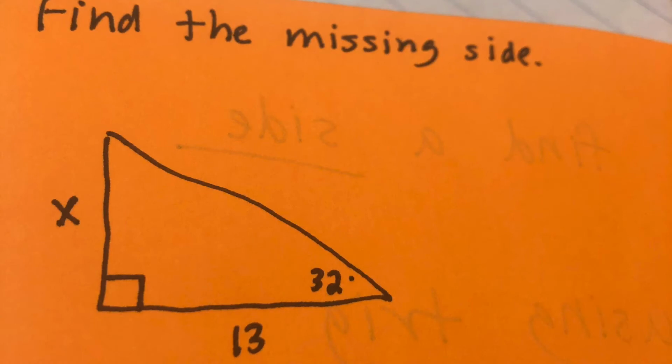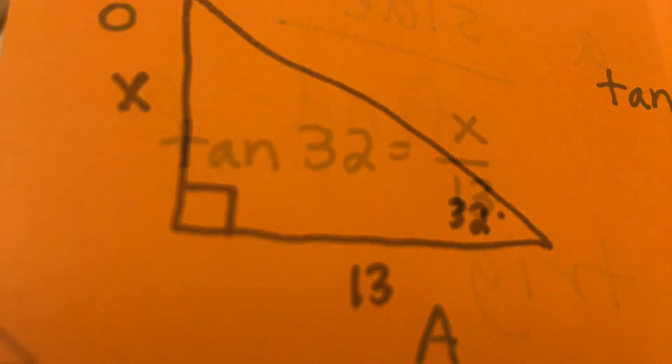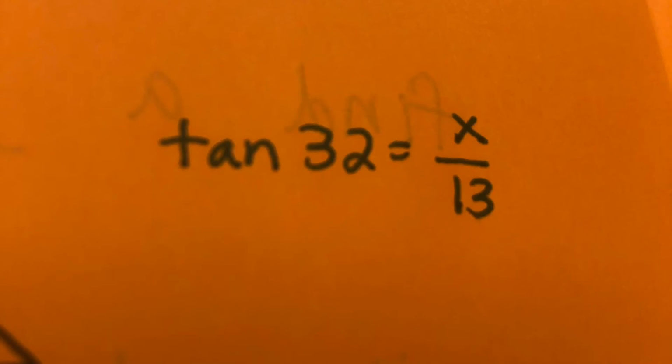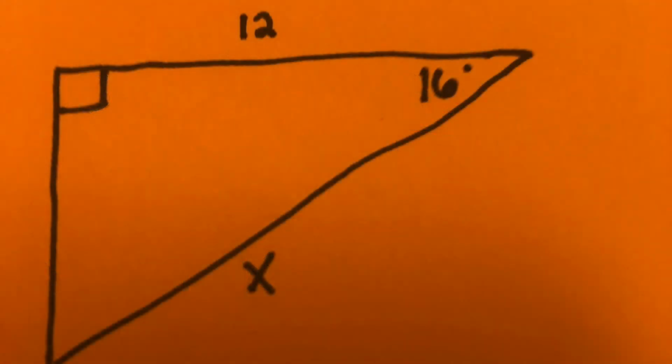And then here is the picture that you'll use. The angle in the bottom right is 32 degrees, and my two sides are x and 13. So I want to think about what the sides are compared to the angle. So x is opposite of 32, and 13 is adjacent, so I labeled them O and A, which helped me realize that I was working with tangent. So I wrote the equation tangent 32 equals x over 13, or opposite over adjacent. Then I multiply both sides by 13, and I type into my calculator 13 times tangent 32, and I got 8.1.